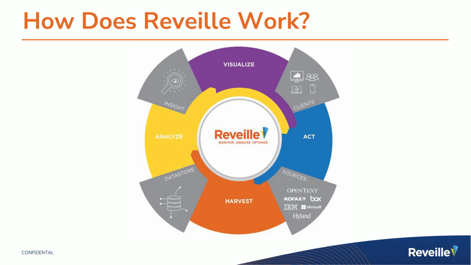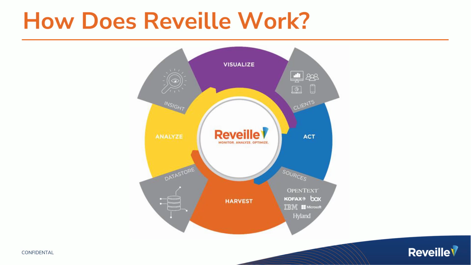So how does Reveille work? If we look to the bottom right hand corner of this wheel, we can see there are multiple sources that Reveille can gather information from. Content systems, also known as ECM, from vendors such as OpenText, Kofax, Box, IBM, Microsoft, Hyland, etc. Reveille manages and monitors these systems by collecting information from them, checking how the systems are performing and being used.